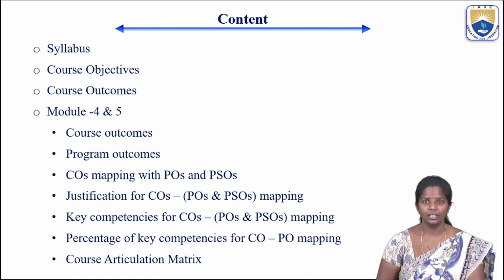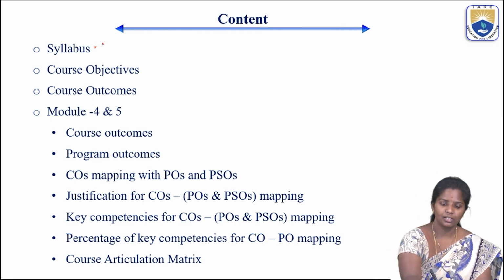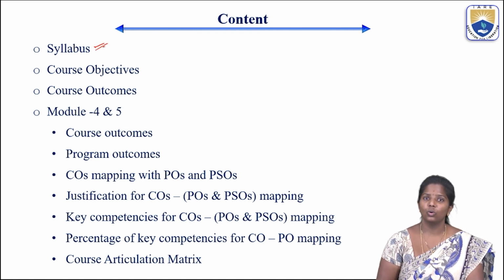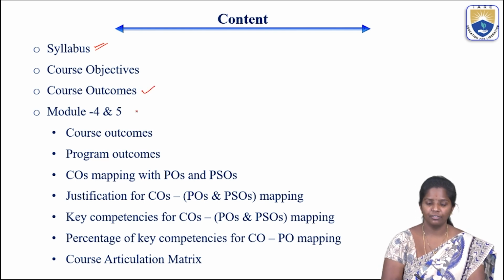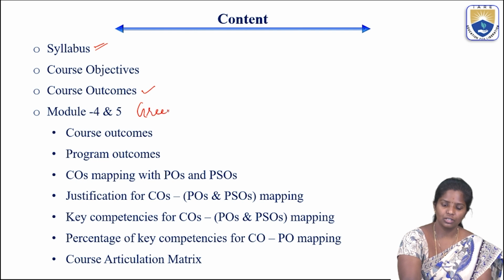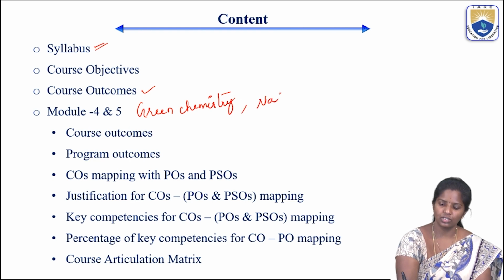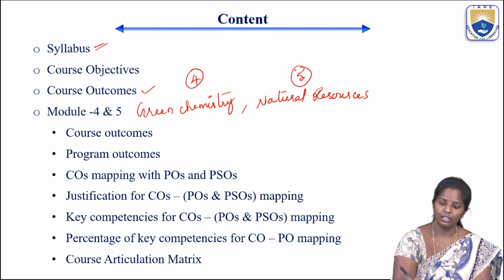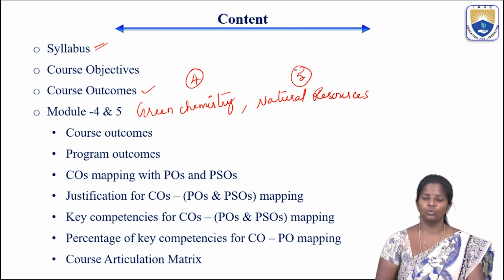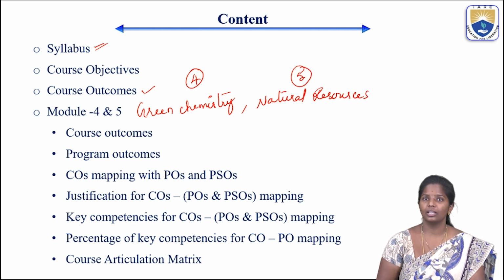So, here are the contents of this session: syllabus, a glance at the syllabus, then course objectives, course outcomes, then module 4 and 5, that is the green chemistry and fuels, green chemistry and natural resources. So these are the fourth module and fifth module in engineering chemistry.